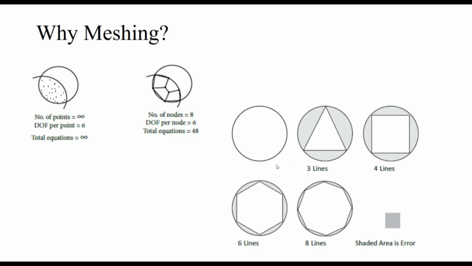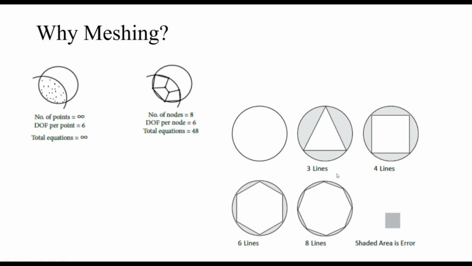Likewise, coming to this particular example, if we take a circle and try to include a triangle with 3 sides in it, what happens? The area that is remaining, or the gap between the circumference and this particular line, is more. That means the error is also more. So once we take a complete system and try to mesh it with a small number of nodes, the error will be more.